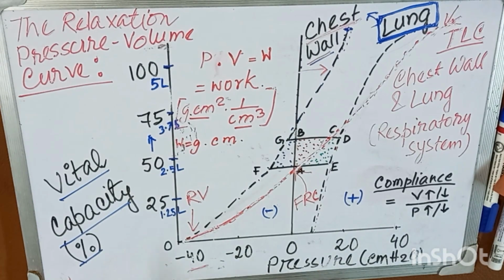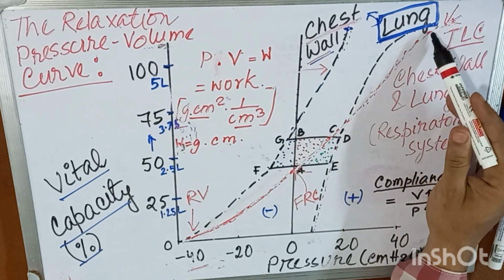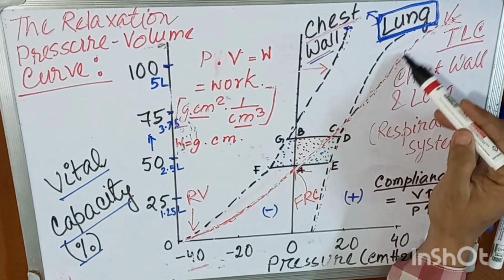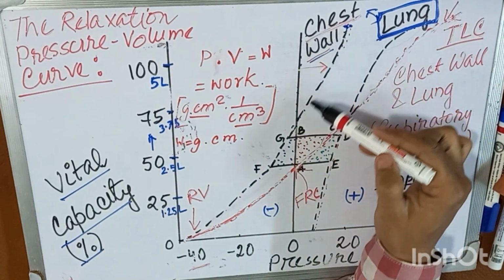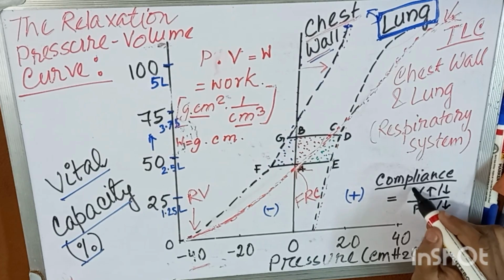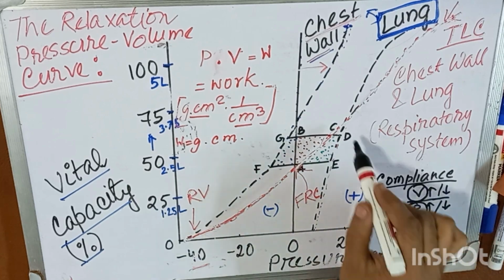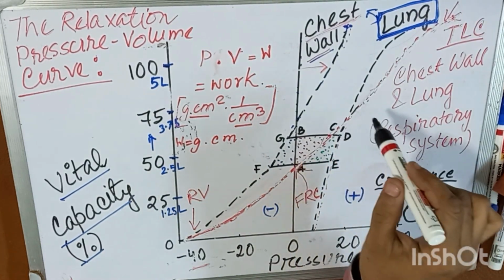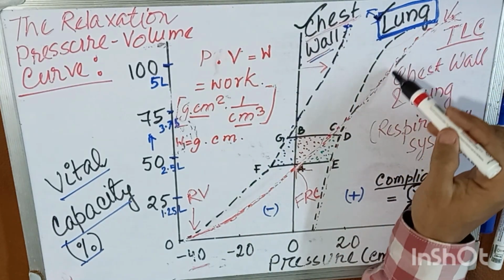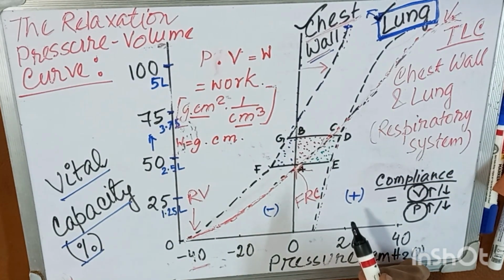So the compliance curve of the lung is this. The compliance curve of the chest as well as the lung in our total human body is this, and the compliance of the chest wall is this. So these are the three different compliances. The change in volume per unit change in pressure is the definition of compliance, and these are the three different curves of the independent lung, independent chest wall, and the compliance curve of the human body, of our respiratory system.